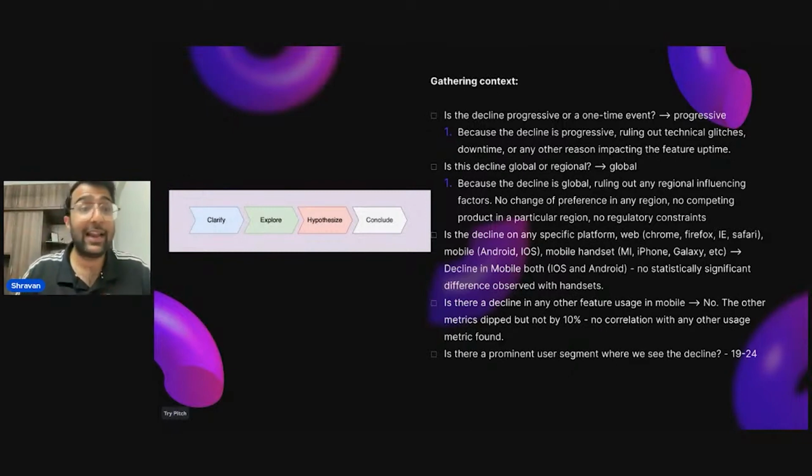Then is there a decline in any other feature because of this? So then the interviewer will say, no, there is no decline, there is no correlation with any other feature. Last, is there a prominent user segment where you see this decline? If the interviewer tells you, well and good.